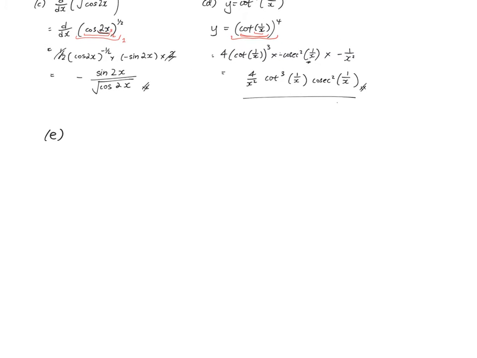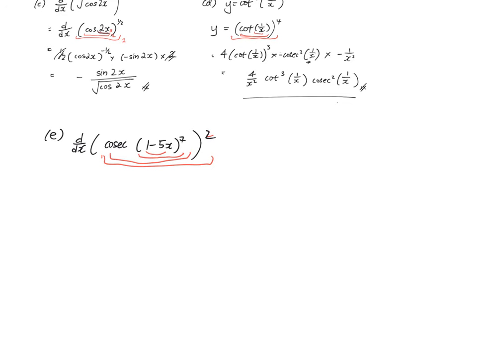For E, I'm differentiating cosecant square of 1 minus 5x to the power of 7. I write the power 2 outside. Then I differentiate the first layer, second layer, third layer, and fourth layer. That's actually a total of 4 layers.